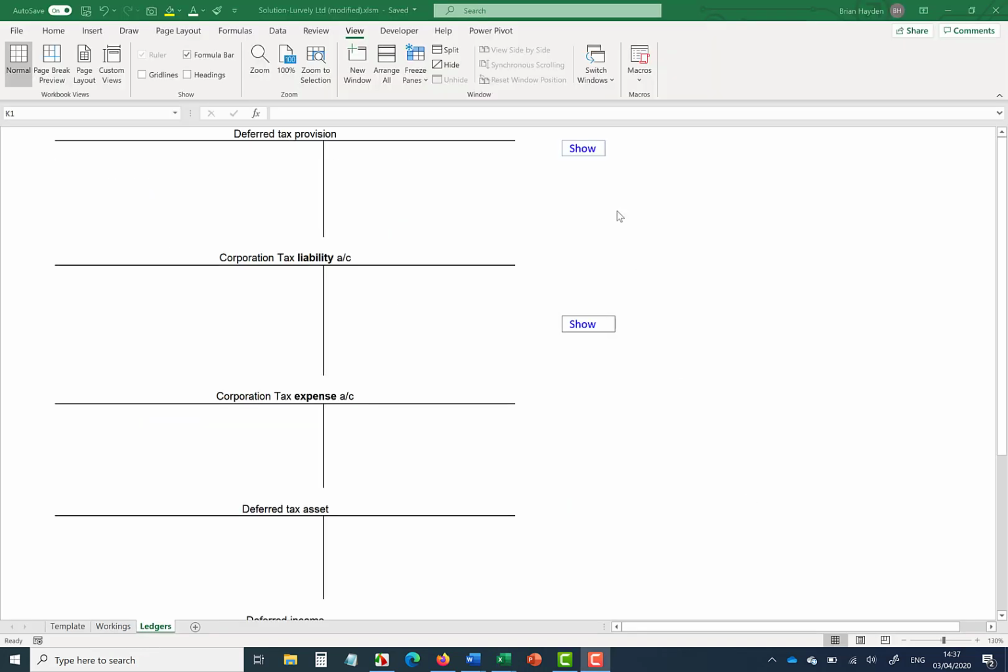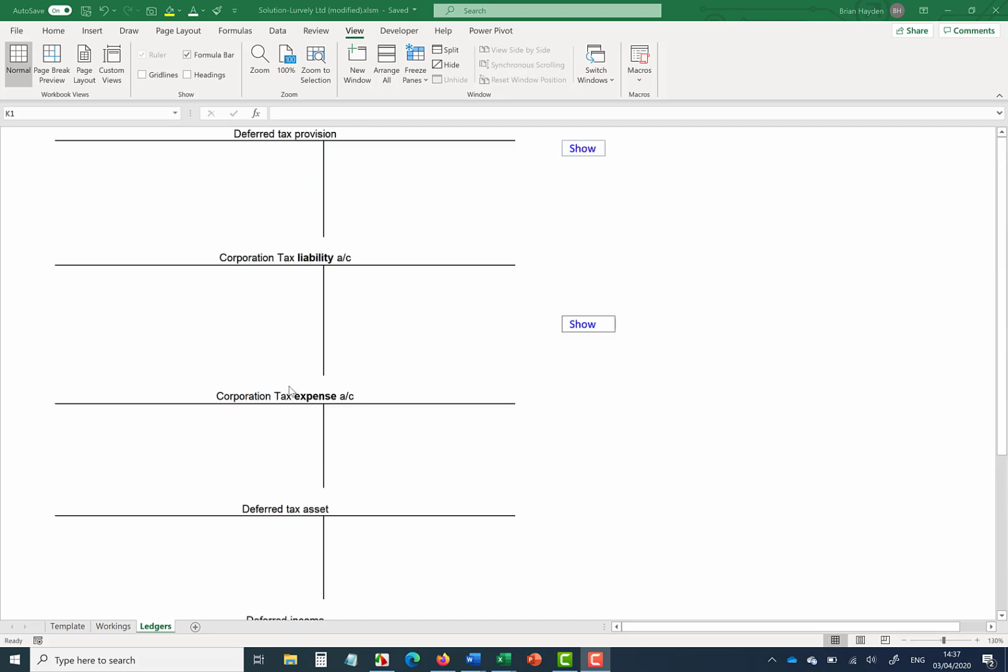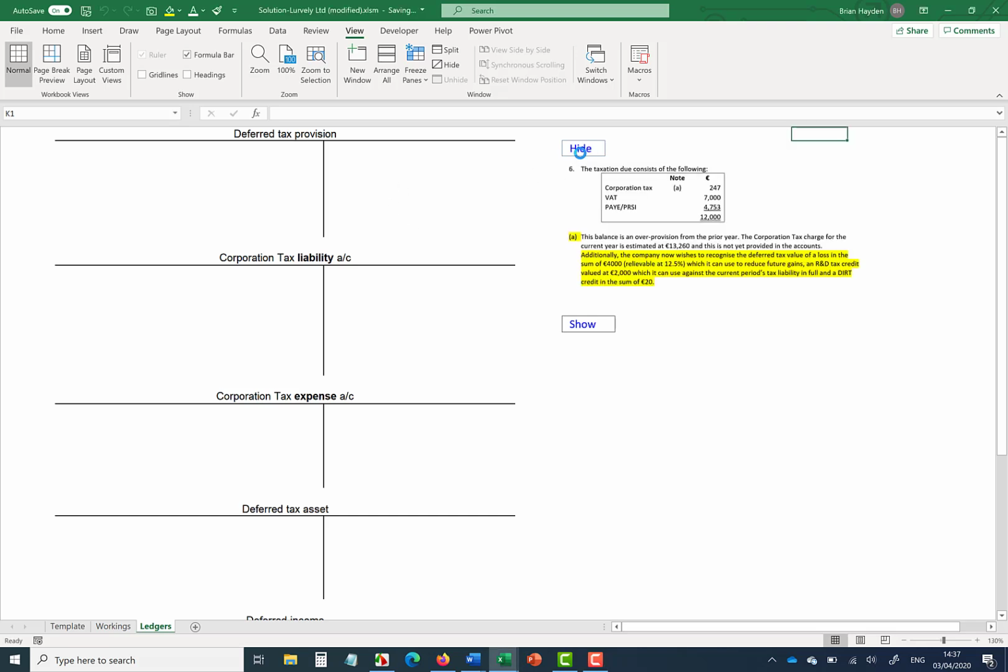So these are the ledger accounts for Lurvely Ltd, and you can see that there's a couple of extra ones over and above those that we've normally seen in questions previously. We've got the regular ones: deferred tax provision, corporate tax liability, corporate tax expense. We've got two new extra ones here: deferred tax asset and deferred income, and this relates to the R&D tax credit, which is something I had a slide about some time back, and I want to demonstrate the issues with the accounting for that. So I just want to show first of all the relevant note about the tax issues facing the company. This is just an extract from the actual Word document itself.